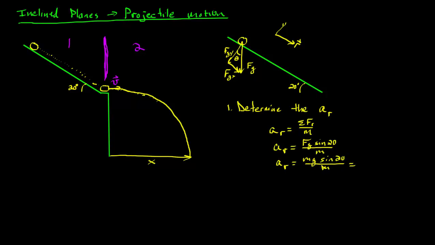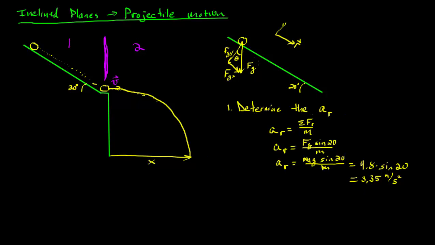Substituting in values, the m's cancel. So we get 9.8 times sine 20. And let me calculate that. So that results in an acceleration of 3.35 meters per second squared. Note that I rounded here, so we just introduced some error, but I'm just going to go ahead and carry on with the calculation.